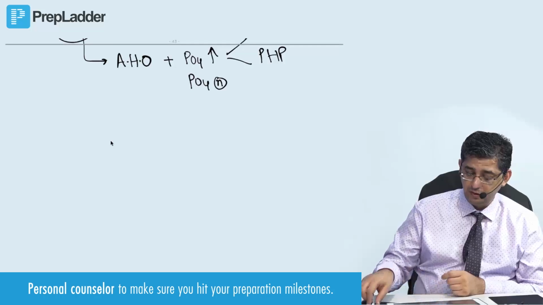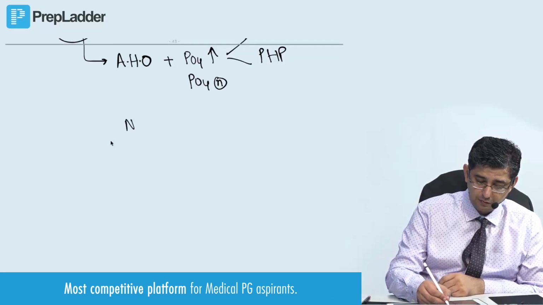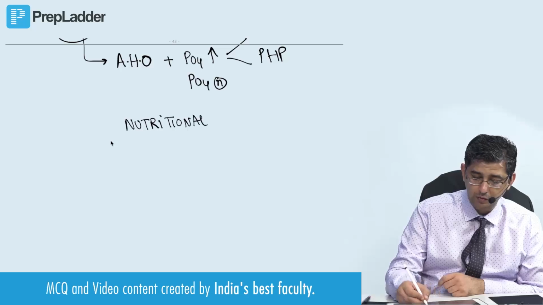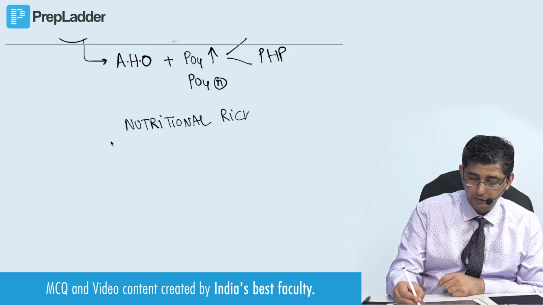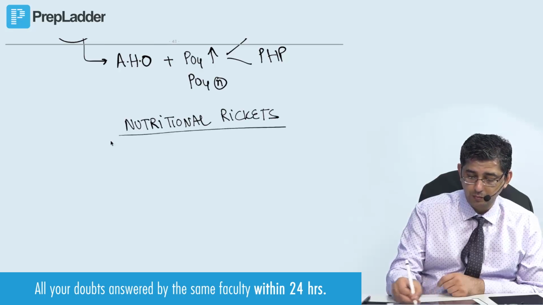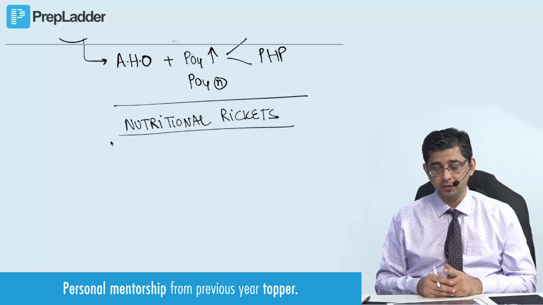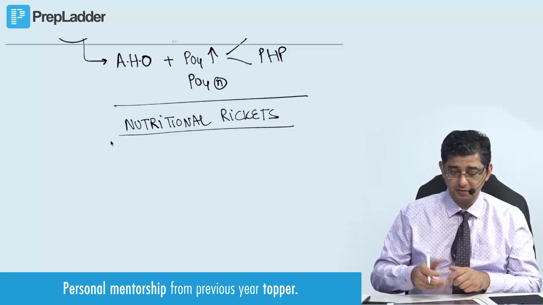Do remember the fact that calcium and phosphate always go in opposite direction. That's the basic rule that I have told you for all MCQs of internal medicine. I'm going to break that rule for a topic which is actually senior pediatrics, but I'll just break this rule. Calcium and phosphate going in opposite direction. Listen to the data. Nutritional rickets.